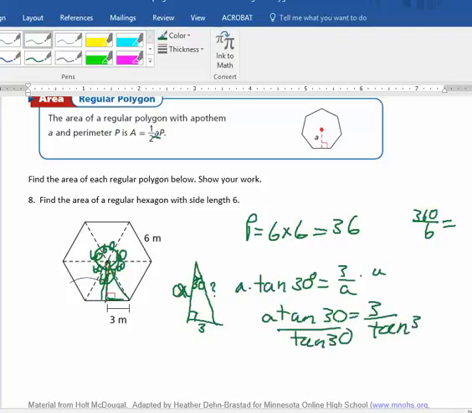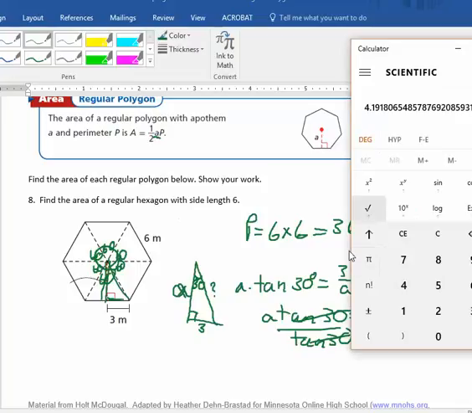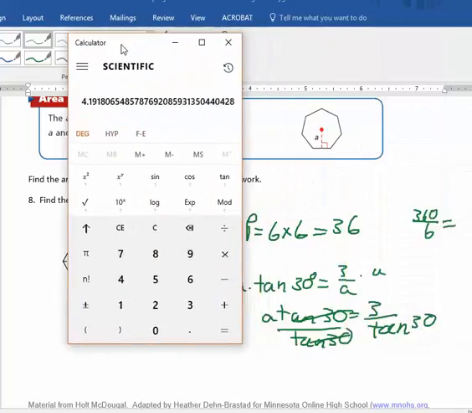Now, some of you may have memorized the tangent of 30. You're thinking ahead, and that's just fine. But if you didn't, you can use your calculator, and you can go 3 divided by, I'm going to use parentheses here, the tangent of 30. Now, your handheld calculator, you'll push tangent and then 30. This computer calculator that I'm showing you is somewhat backwards, and I have to do 30 tan. But you can see up here that it's doing the tangent of 30. And then I'll close my parentheses and hit equal.